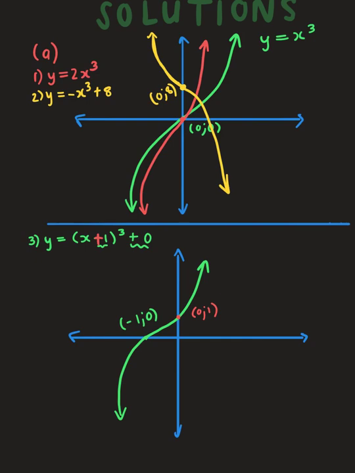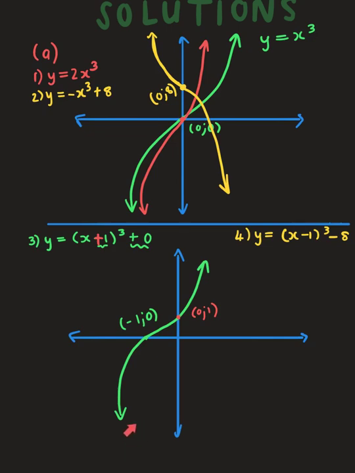Y is equal to, I'll write it over here, y is equal to (x - 1) cubed minus 8. All right, so from the original graph, y is equal to x cubed, describe the transformation. We've shifted 1 unit right and 8 units down.